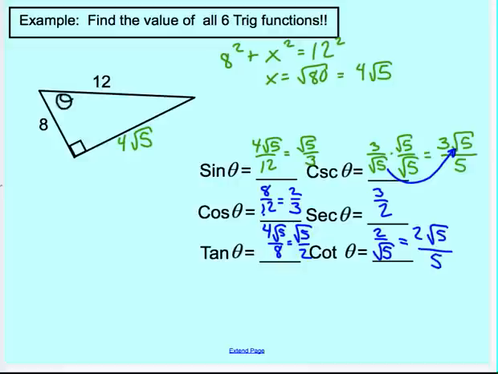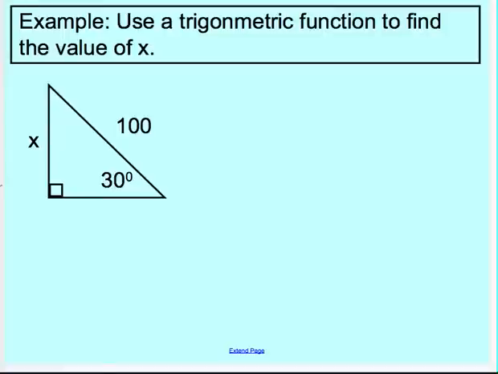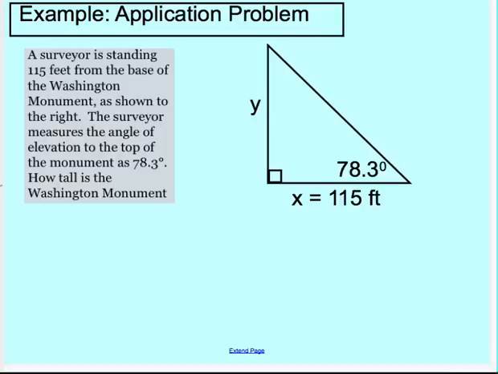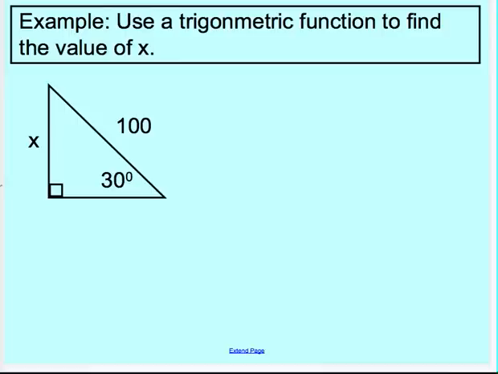All right, these last few slides should be some review of what we've been covering the last few days. So we jump back to the example we were on. Use a trig function to find the value of x. So we have 2 options. We're missing the opposite and we know the hypotenuse. So that would lead us, thinking SOHCAHTOA, to use sine.